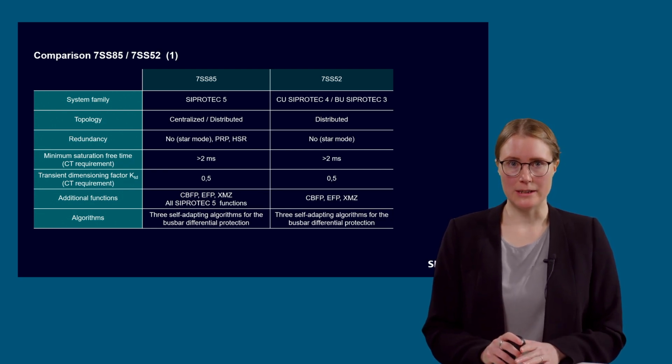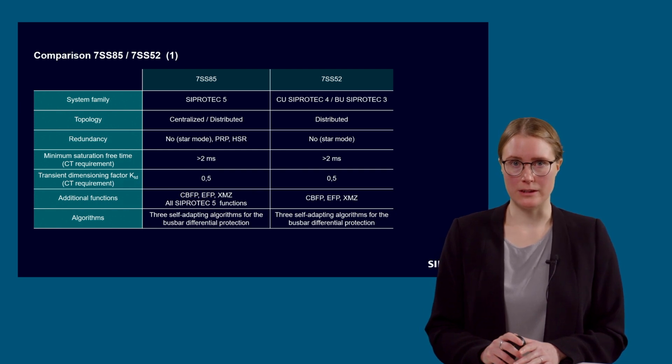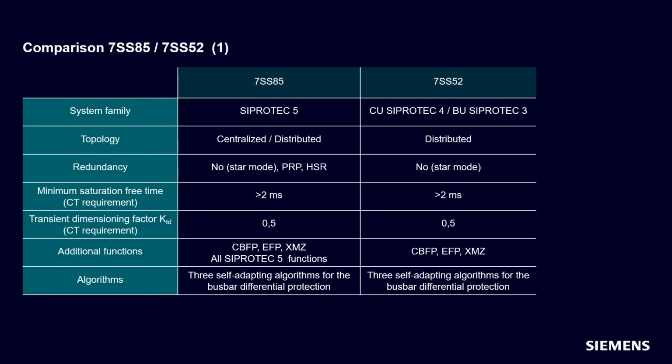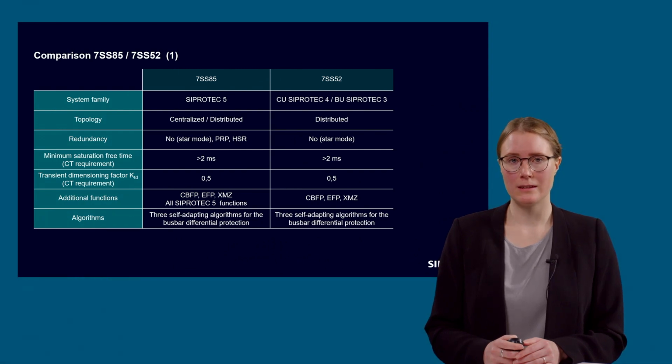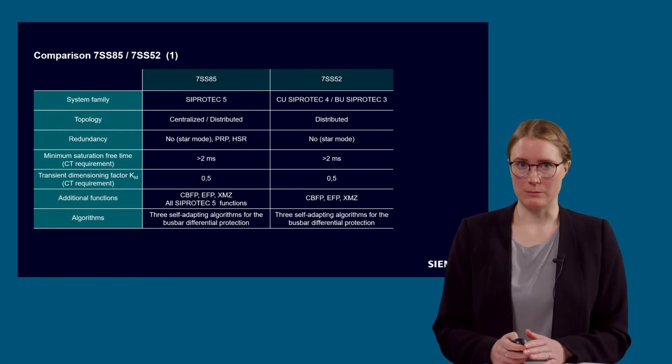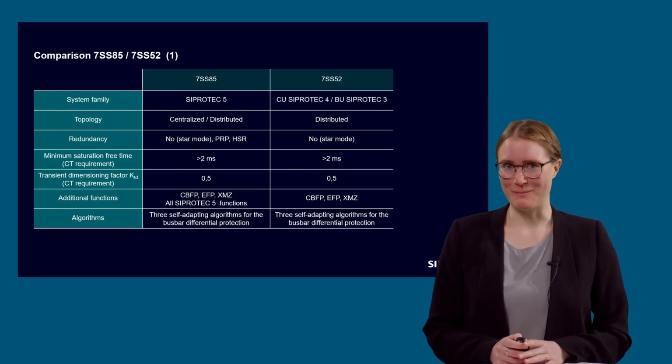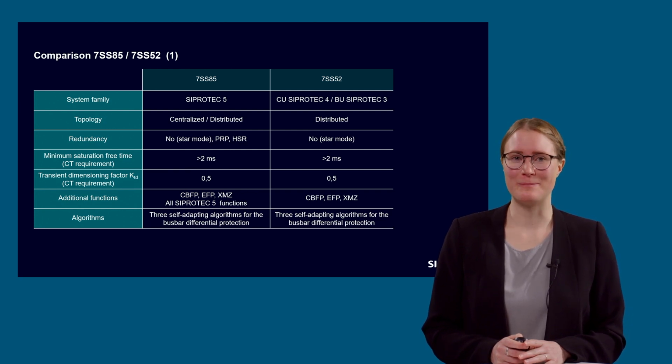The protection algorithms are completely the same in both devices. We have the 3 self-adapting algorithms for the differential protection: the 1 out of 1, the 2 out of 2 algorithm, and the algorithm with the filtered measured values. And this is really also a benefit in the Sipotec 5 device, because since we use the same algorithms, we benefit from all the experience with the Sipotec 4 7SS52. If you are already familiar with the Sipotec 4, don't worry, you don't have to learn something new. If you want to learn more about protection algorithms, please join our second tutorial in January.